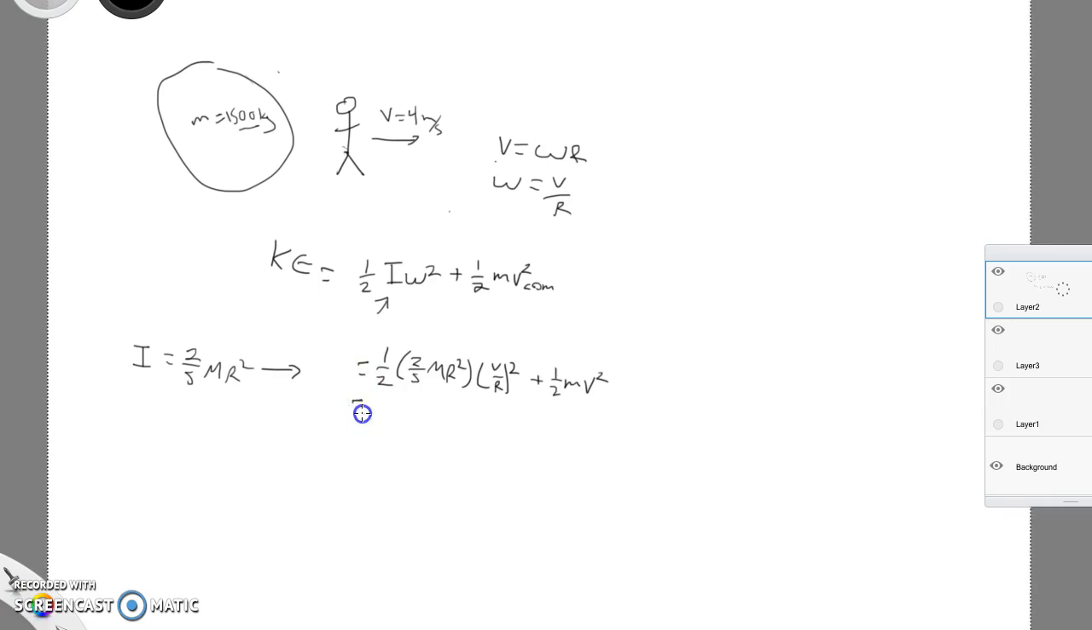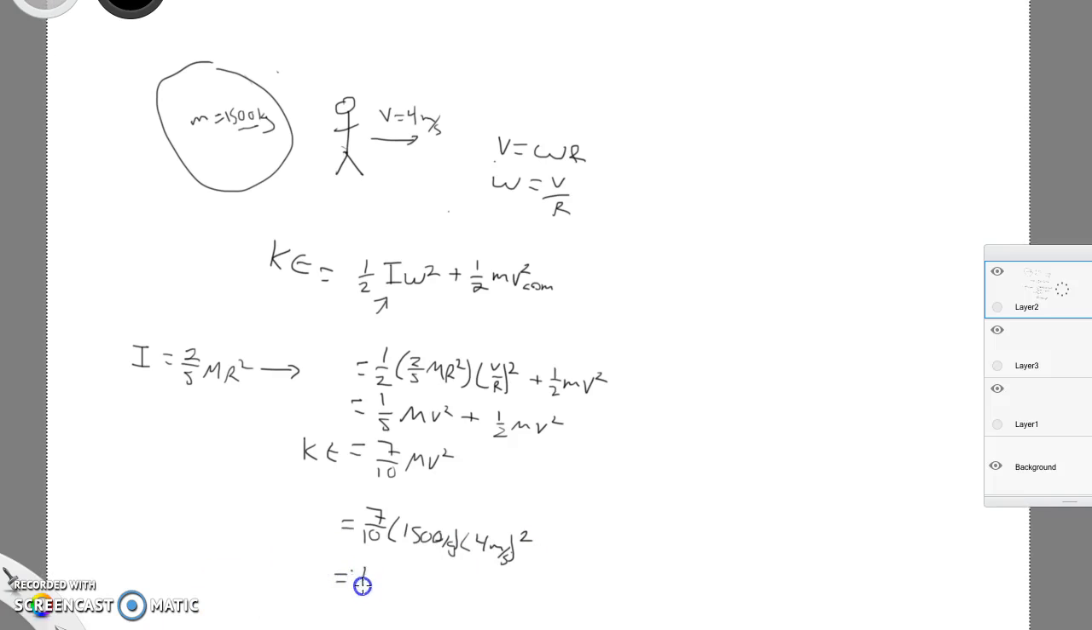So we do a little bit of math here. We'll simplify this to get 1/5 MV squared, since those r's cancel, the v gets squared, and the 2's cancel, plus 1/2 MV squared. 1/2 and 1/5 are 5/10 plus 2/10, so 7/10 MV squared is equal to the kinetic energy. So that would be 7/10 times 1,500 kilograms times a velocity of 4 meters per second, and we're going to square that. We get that it had about 16,800 joules of kinetic energy, which is a lot of energy. It's a big old boulder.